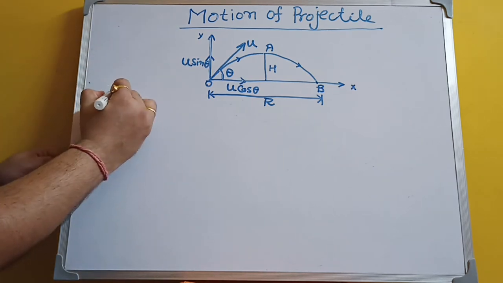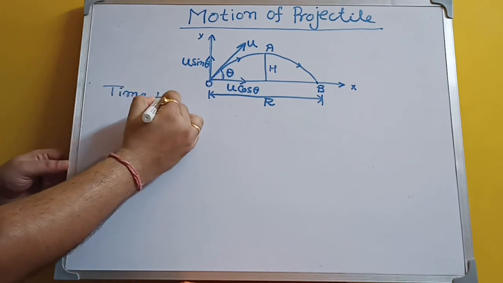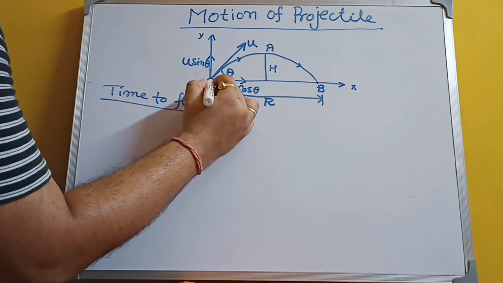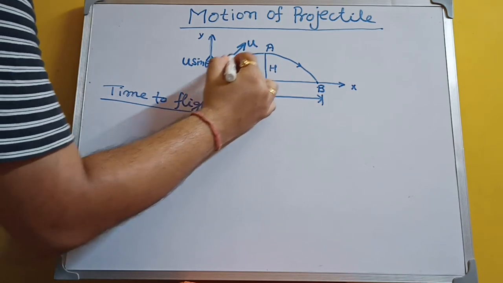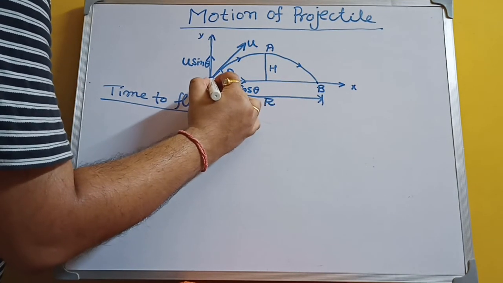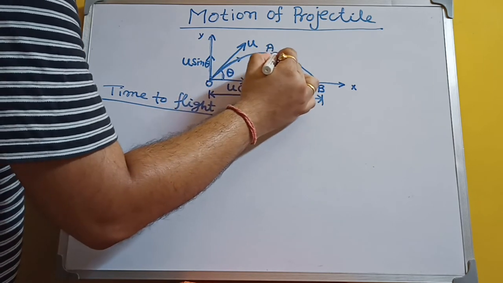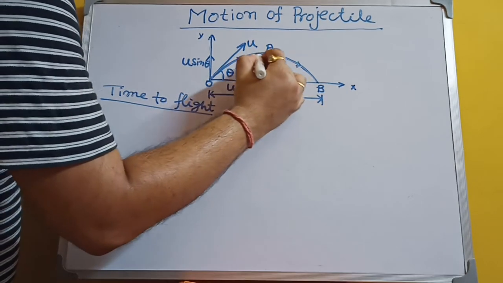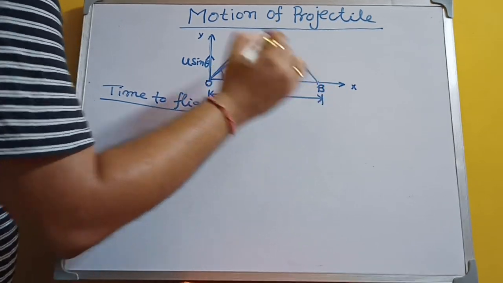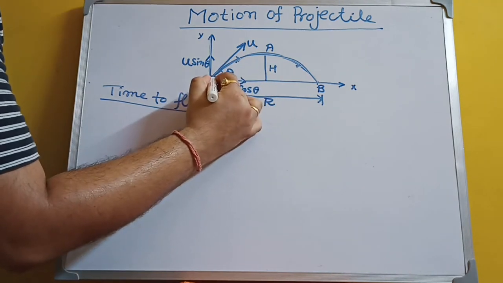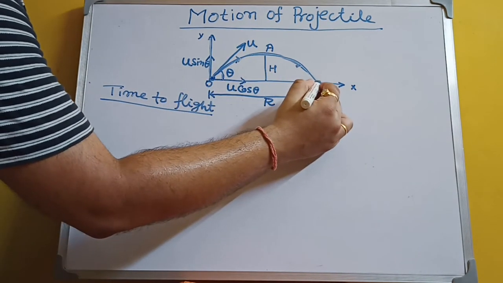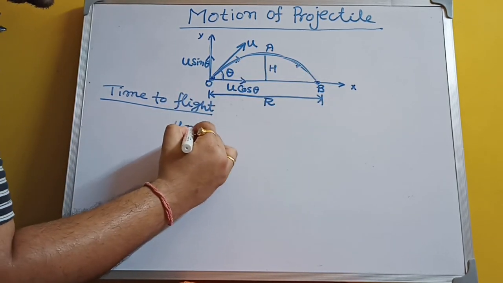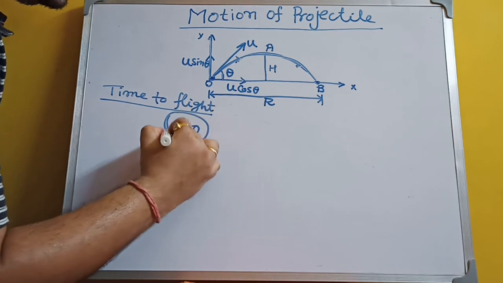Next, time of flight. How much time is required to reach from this position to this position? You throw this object at this position and then it will reach position B. So in that case, this height h will become 0, because your starting position is this and your ending position is this one. So height will become 0.